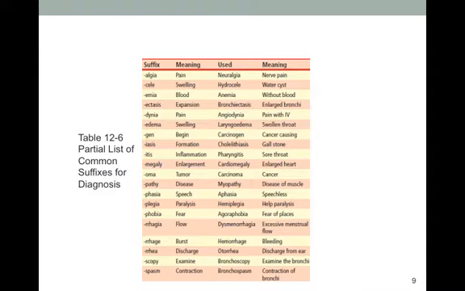Partial list of common suffixes for diagnosis. Algia, neuralgia would be a word applied to this. Neuro meaning nerve and algia meaning pain, nerve pain. Emia is another one. Let's use anemia, without blood, a meaning without. Ectasis, expansion. Bronchiectasis, enlarged bronchi. Aphasia, which would mean speechless. So please look over these. This is table 12.6 in your book as well.